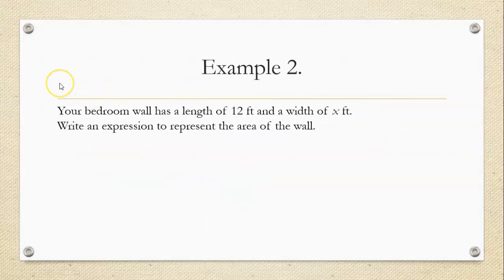All right, number 2, your bedroom wall has a length of 12 feet and a width of x feet. Write an expression to represent the area. So I'm very visual. Let's draw a picture. Here's our wall. It has a length of 12 and a width of x. What is the area? So I'm hoping you guys remember area of a rectangle. I'm guessing you do. If you don't, we do have a formula sheet for this class. You're welcome to use it the entire class. I'll post it in our page. Actually, it should be in there in our course. But area of a rectangle is just length times width.